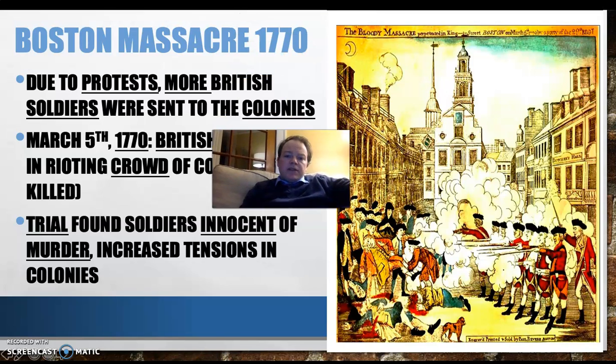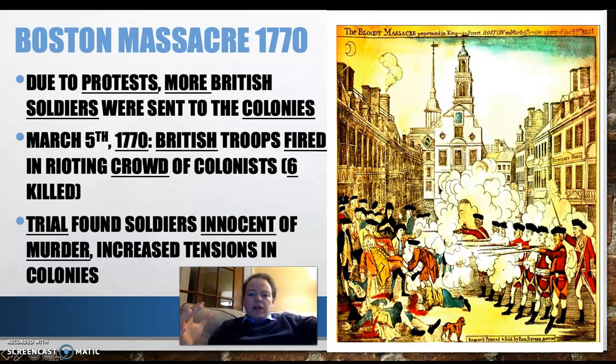The Boston Massacre of 1770 was basically the result of colonial protests increasing with everything that's going on. There were increased troops in and around Boston, particularly, where a lot of these protests were happening, and more soldiers were sent to the colonies. On March 5th, 1770, a group of protesters were protesting in front of British soldiers. To this day, we are not exactly sure how it all went down.